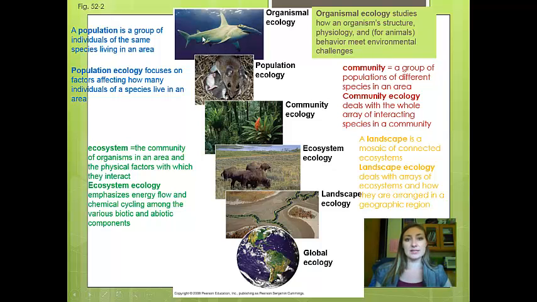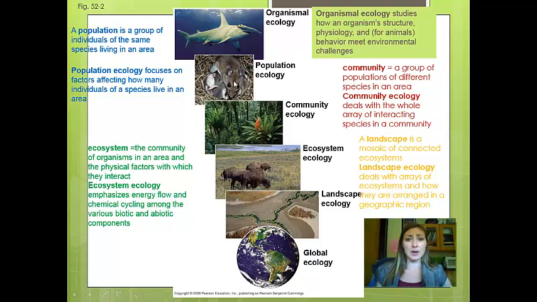So up here we have organismal ecology. This study looks at the structure and physiology, and for animals it looks at the behavior that the organism has as it meets certain environmental challenges.